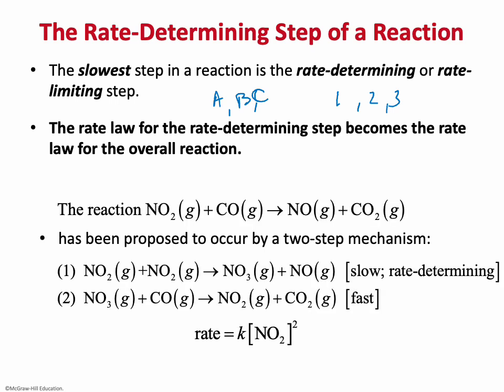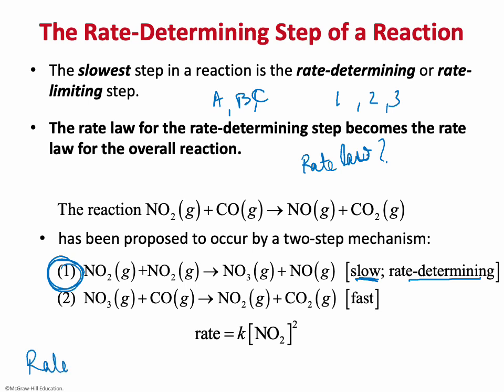For example, if this is a reaction, NO2 plus CO gives NO and CO2, and the question is asking what is the rate law for this reaction, we have to look at the mechanism of the reaction. So let's say the reaction mechanism is these two. It's given to you in the question. This is step number 1, step number 2. And it tells you that the first step is the slow reaction, which means that is the rate determining reaction. So the rate will only depend on reaction number 1.